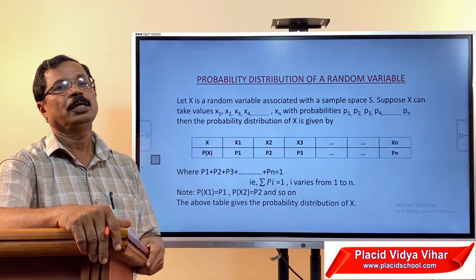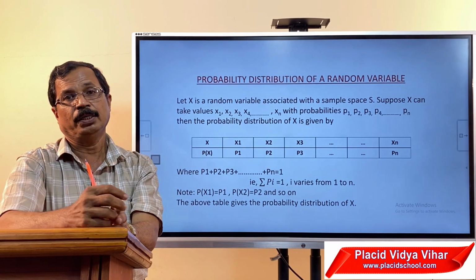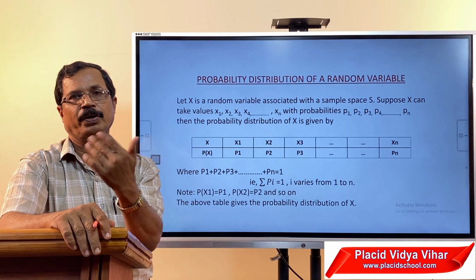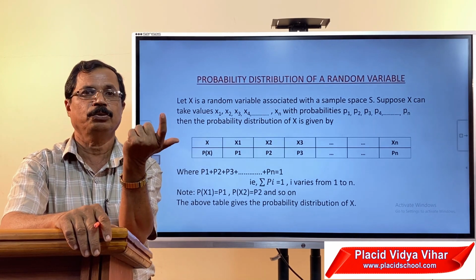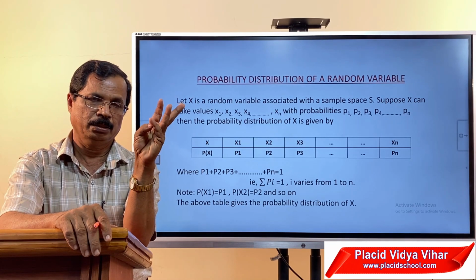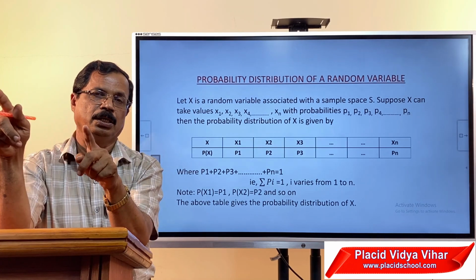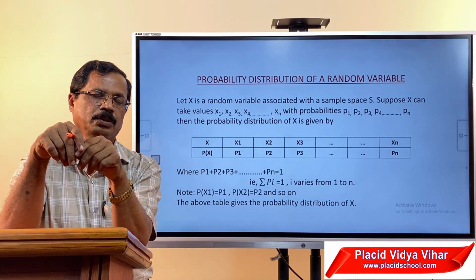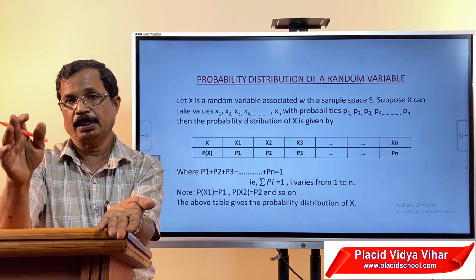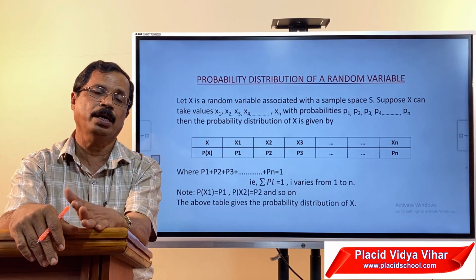For example, in the first experiment, when you toss a coin 3 times, the number of heads is 0, 1, 2, 3. If it is 0, that means there is no head. How many favorable cases are there? Only one, that is TTT. So the answer is 1 by 8. And if you are considering all 3 heads, the random variable is 3. If it is 3, the probability is 1 by 8.